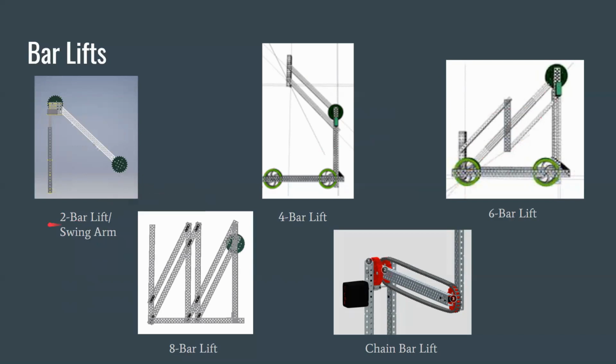So for a 2-bar lift or a swing arm, it's pretty simple. It's more suited for lightweight loads. For a 4-bar lift, it's more common. It does have a higher reach because more bars means more reach, and it can carry light to moderate loads, I would say. And then for a 6-bar, it's probably the most common bar lift, and it can carry moderate to heavy loads, and it has a pretty high reach.